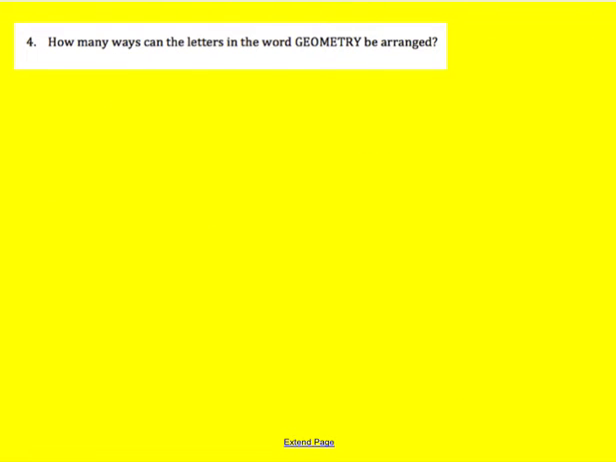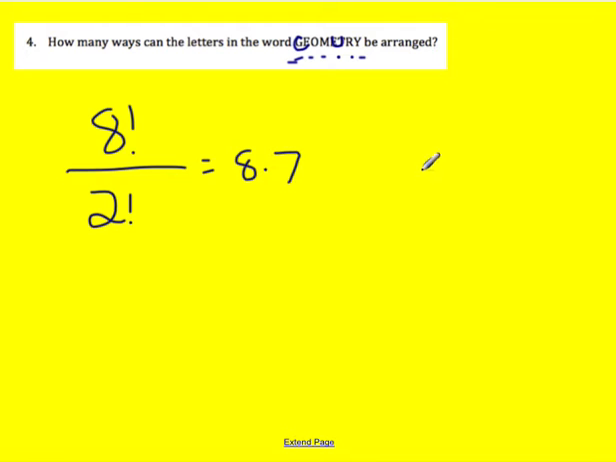Next, let's take a look at number 4. How many ways can the letters in the word geometry be arranged? The first thing I want to do is count how many letters I have: 1, 2, 3, 4, 5, 6, 7, 8. So there are 8 letters in the word geometry. Up top I'm going to do 8 factorial. Then I need to divide by any letters that are being repeated. I notice that E is being repeated twice, so I'm going to divide by 2 factorial. So 8 factorial divided by 2 factorial. Everything from 2 on down is going to be taken care of, so I need to write 8 factorial all the way down to 3. Then in my calculator, I'm going to do 8 times 7 times 6 times 5 times 4 times 3.